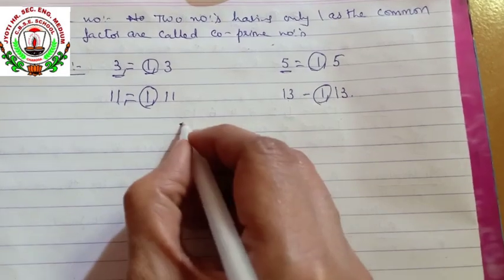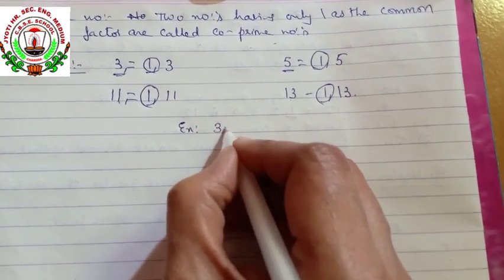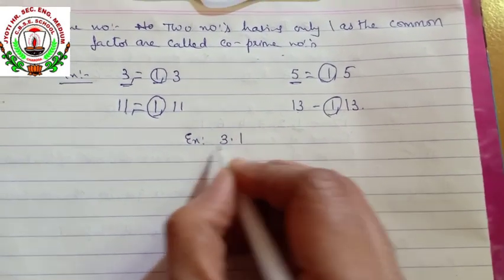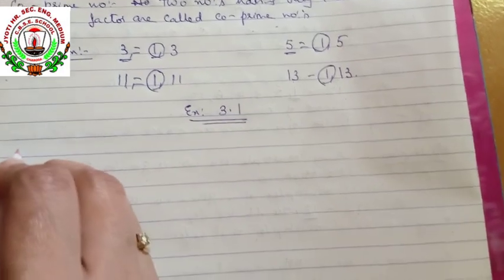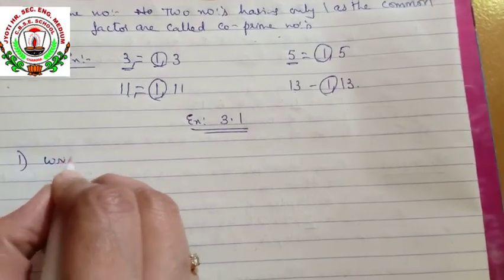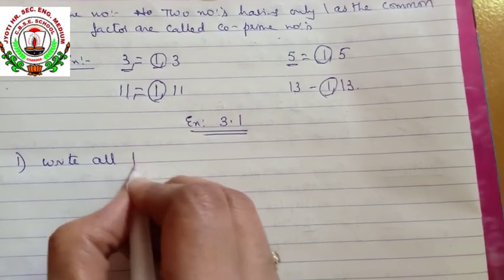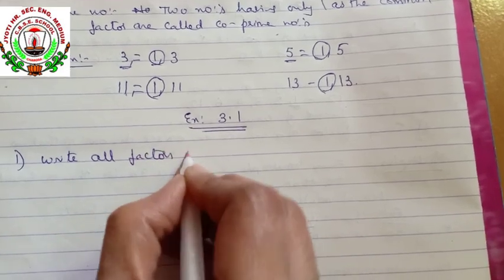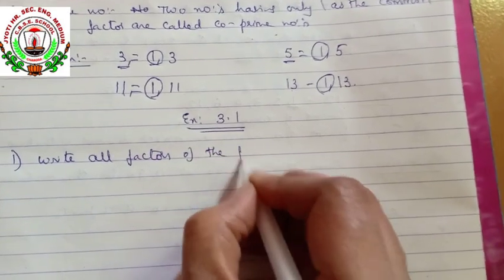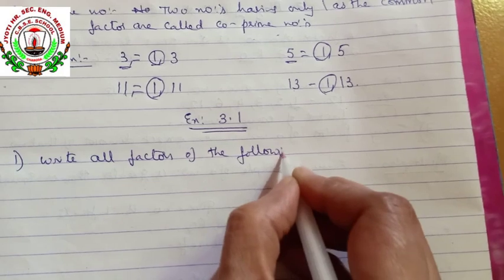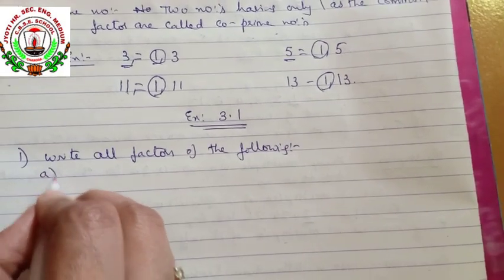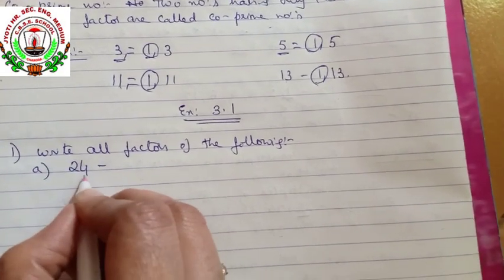Now exercise 3.1, the first exercise we are starting. The first question is, write all factors of the following. The first one they have given us is 24.